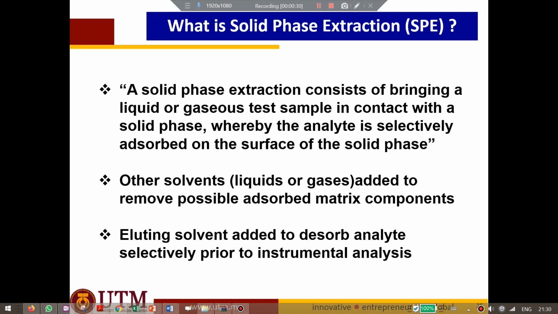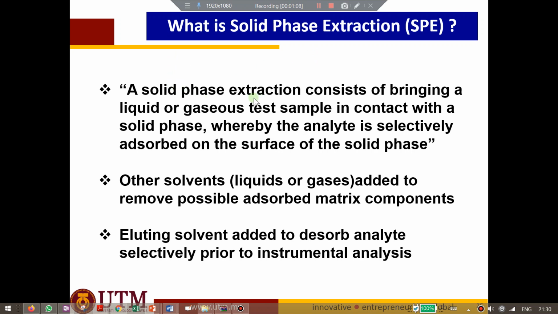Okay, we have many other kinds of techniques that can overcome the problem of the conventional extraction method, such as the solid phase micro extraction method. We have the fiber micro extraction method. We also have what we call the microchip extraction technique. But for this course, we will only learn the solid phase extraction method. The other techniques you can explore by yourself.